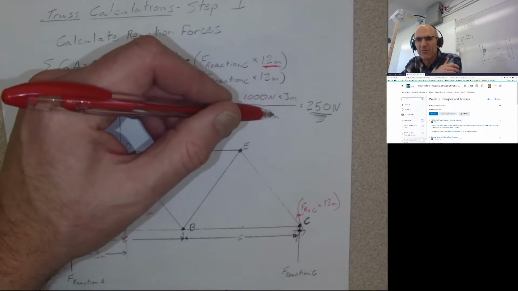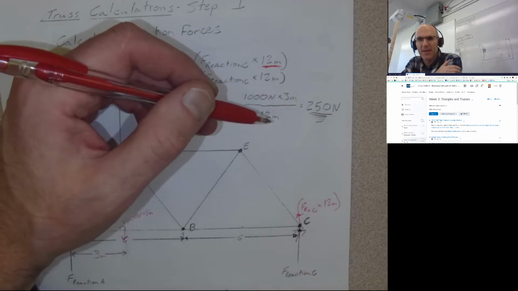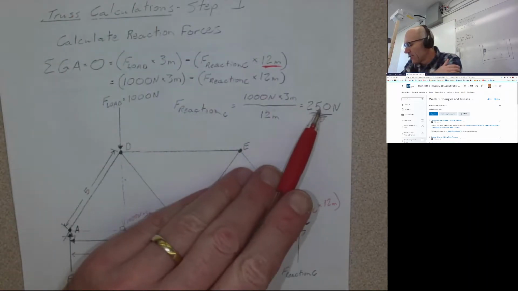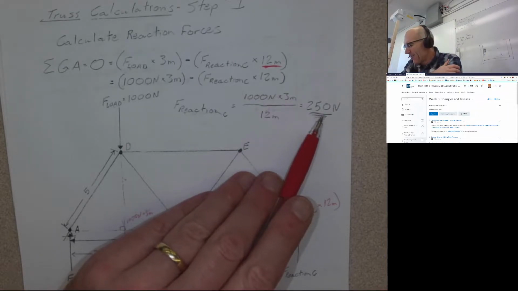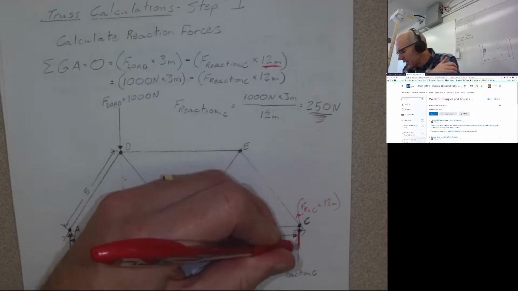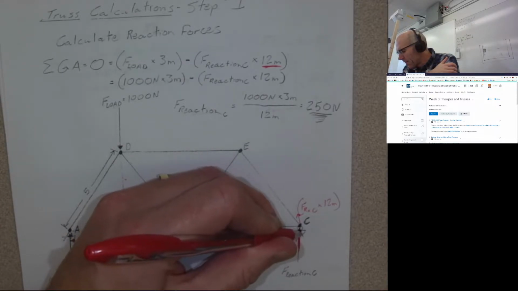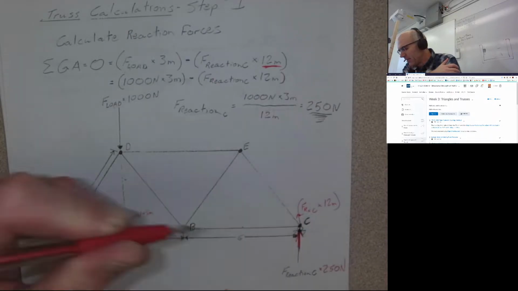So I want these meters to cancel out, and meter divided by meter cancels out. So right in here, all those algebra rules apply to units as well. It's really cool. One of the beauties of the metric system, in fact. Yeah, imperial system does it too, but meh, imperial. 250 newtons is going to be our answer. So F reaction C, pushing up right in here, is going to equal 250 newtons.